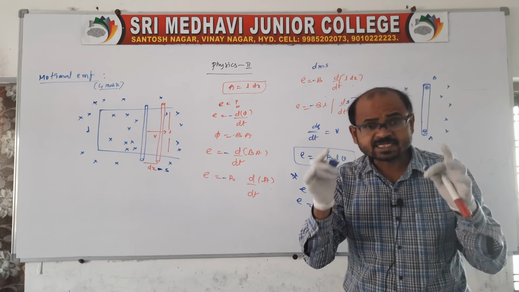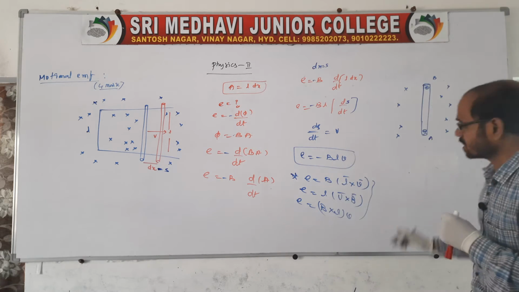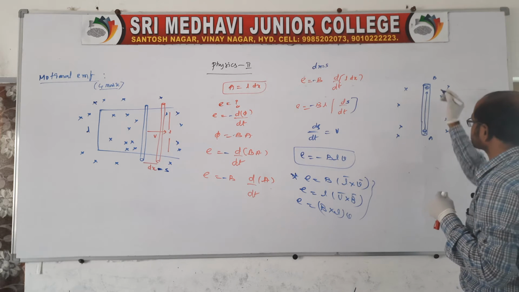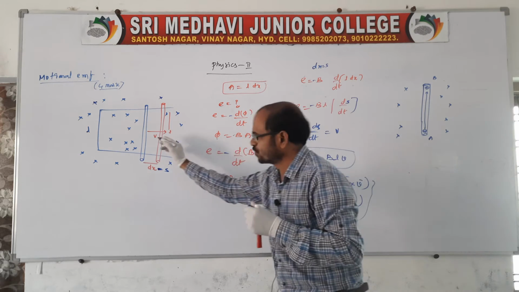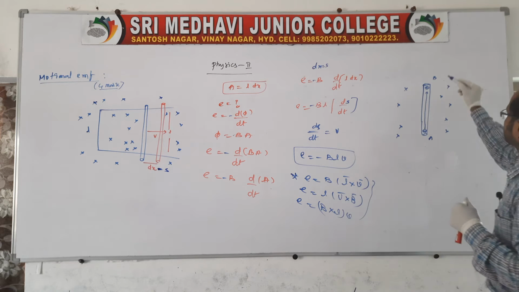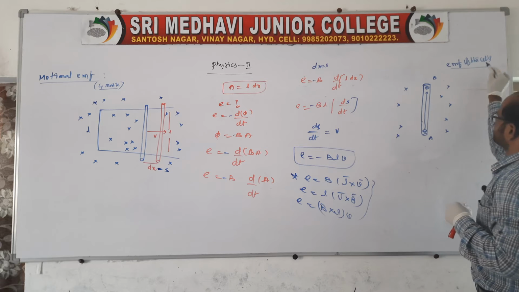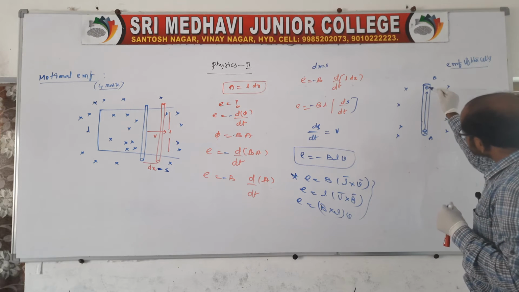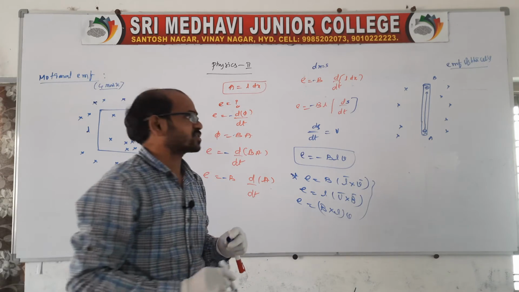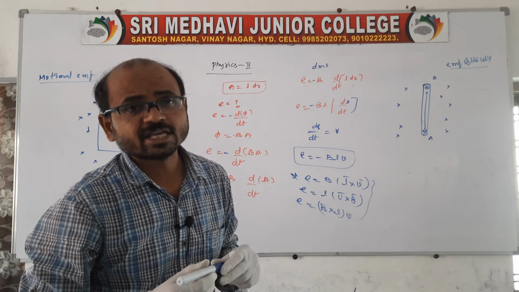Of course, inside the conductor, because it behaves like the EMF of a cell, the current flows from negative to positive. This is the conductor which is moving in the uniform magnetic field. Therefore, the conductor behaves like the EMF of a cell, and inside the wire the current flows from negative to positive.